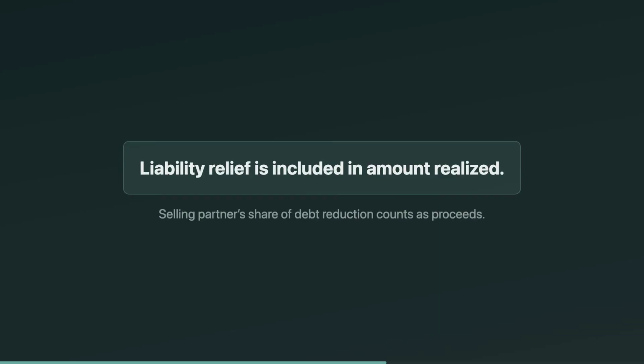Here's the exam trap. Debt relief goes into amount realized, not into basis. So if your share of partnership liabilities drops because you sold your interest, that drop increases your amount realized dollar for dollar. Students often forget it and understate gain. Mentally treat it like the buyer paid off your debt as part of the deal, even if no cash changed hands.